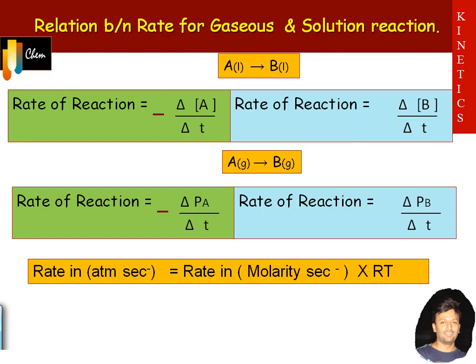So rate in atmosphere per second, that is rate of reaction in gaseous medium, is equal to rate in molarity per second, that is rate in liquid medium, times RT. So rate of reaction in gaseous medium is equal to rate of reaction in liquid medium times RT. R is the universal gas constant and T is temperature in Kelvin scale. The value of R is 0.0821 if pressure is in atmosphere.